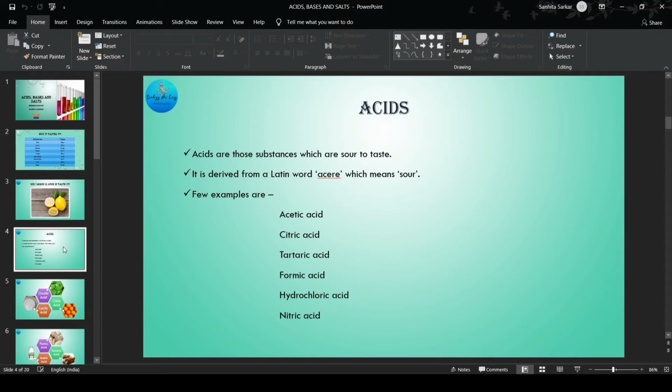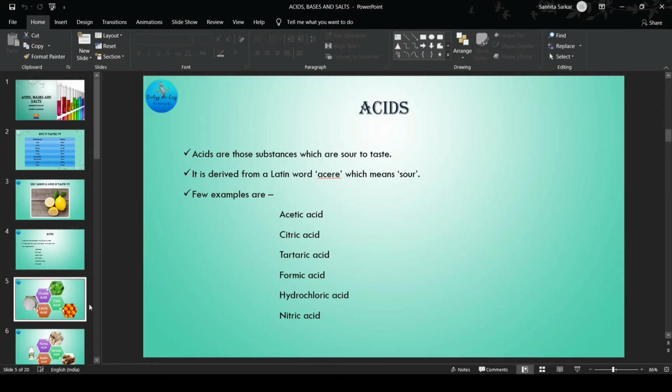Now what are acids? Acids are those substances which are sour to taste, and the word is derived from the Latin word acere, which means sour. A few examples of acids are acetic acid, citric acid, tartaric acid and formic acid. These four acids are natural acids, and hydrochloric acid and nitric acid are mineral acids.